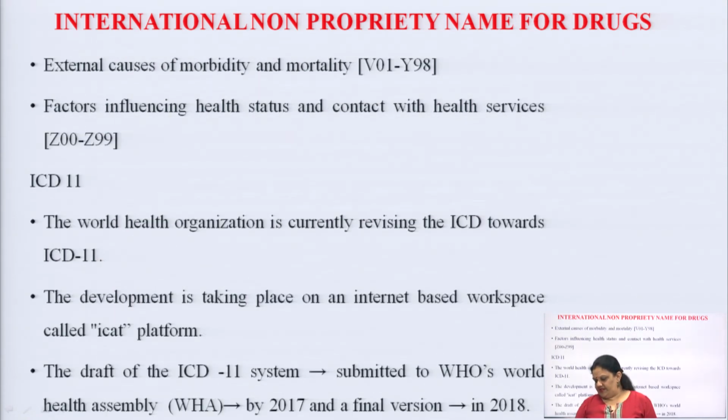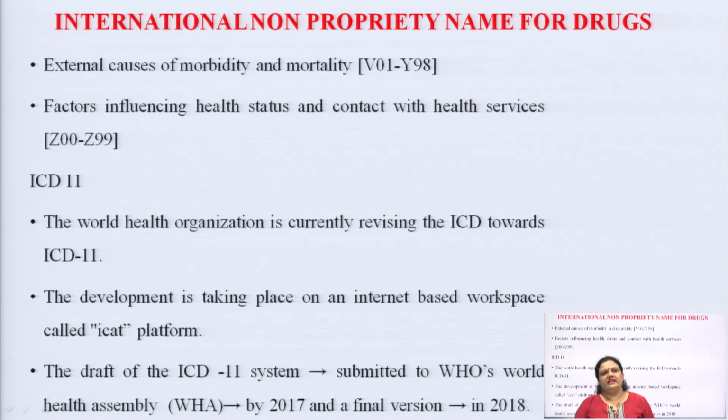So, these are different classifications according to ICD 10. Then external cause of morbidity and mortality is considered as capital V01 to Y98, and the factors which influence the health status and contact with the health related services is given code capital Z00 to Z99 as per ICD 10 classification of disease. Now, we have a little bit of revision or modification in ICD 10 to ICD 11.